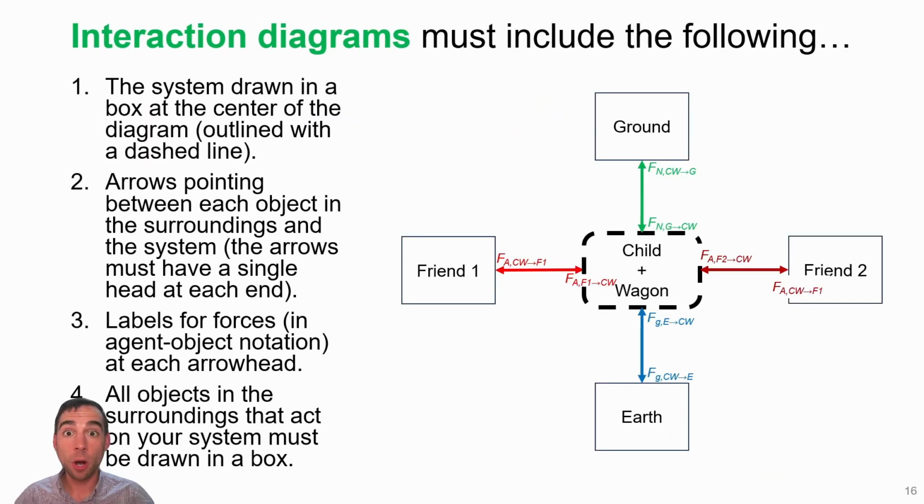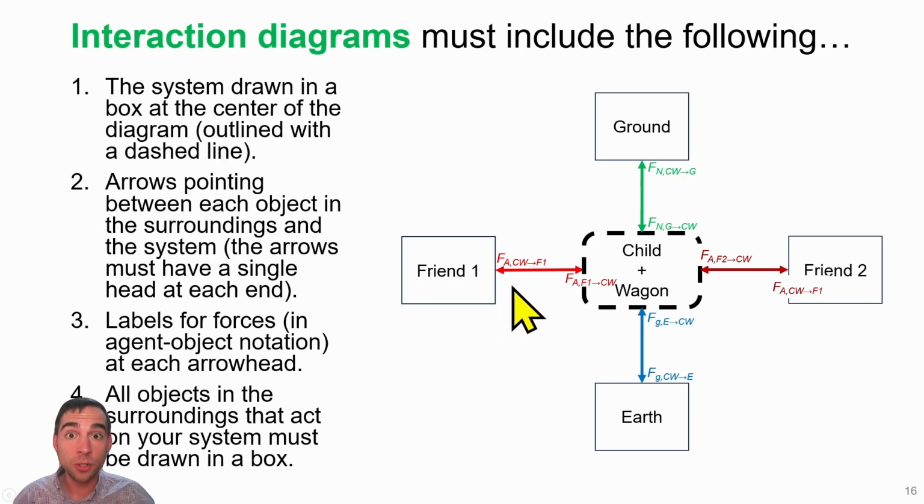To draw an interaction diagram, first start by drawing your system in the center of the diagram in a dashed line. That will indicate that this is your system, that we are looking at the external forces that are acting on it. Then, you draw all of your objects that are in your surroundings as a box around the system. Sometimes I like to arrange these boxes so that it sort of makes sense in my mind. To me, the earth is down below the child, so that's why I like to put it at the bottom. And the ground exerts a normal force up, so that's kind of why I like to put it at the top. But really, you can arrange these however makes sense in your mind.